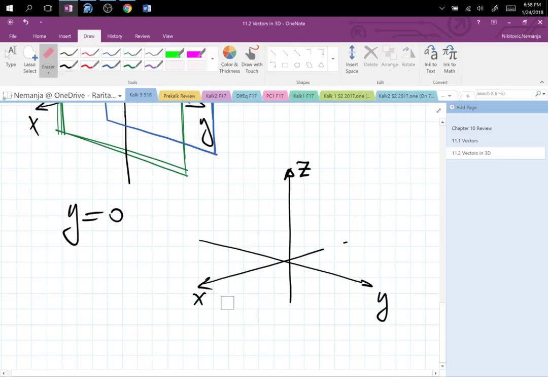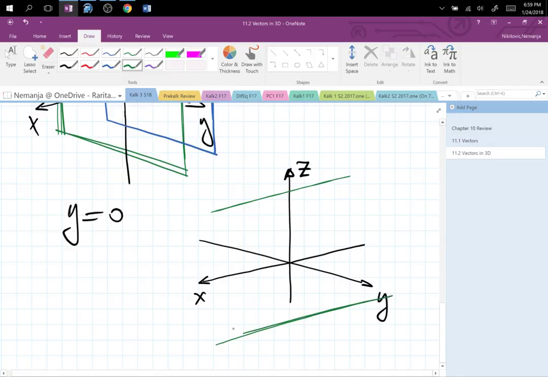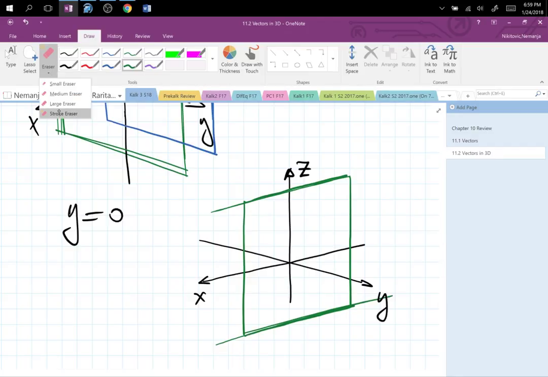I missed that one, right? In order to draw y equal to 0, I'm going to draw parallel to x and parallel to z. So parallel to x, and let's say over here parallel to z. And then erase the extra.